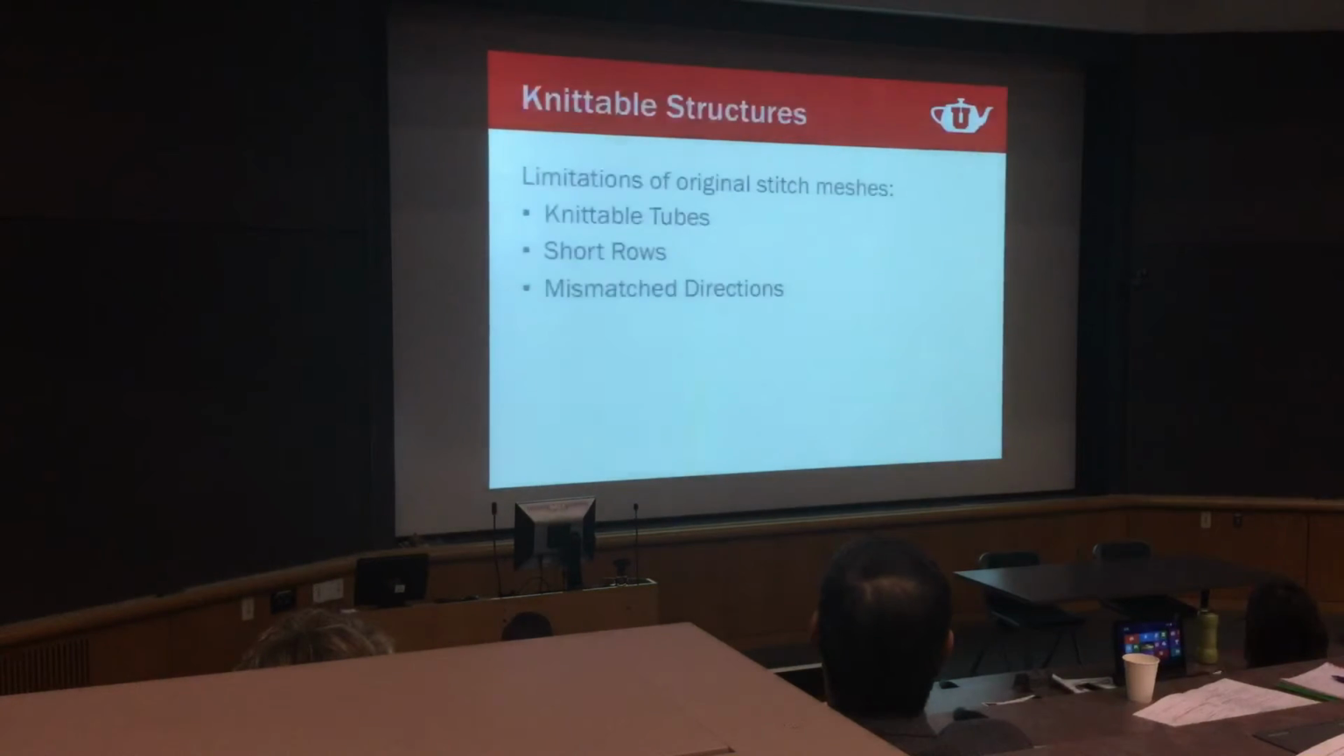So for that, we identified 3 limitations of the original stitch meshes for generating knittable structures. And they're about being able to represent knittable tubes, having a mechanism for modeling short rows, and realistically handling mismatched knitting directions. So let's begin with the knittable tubes.